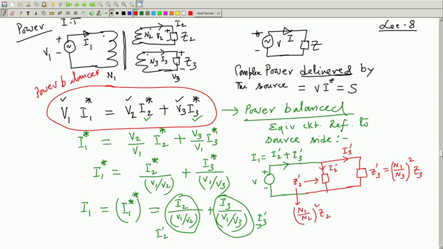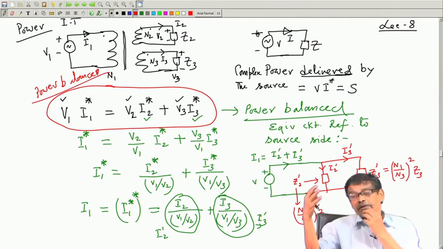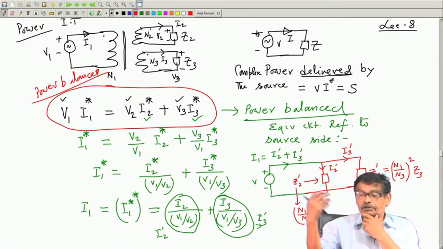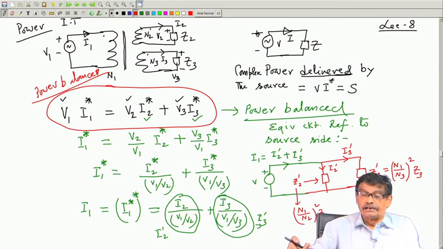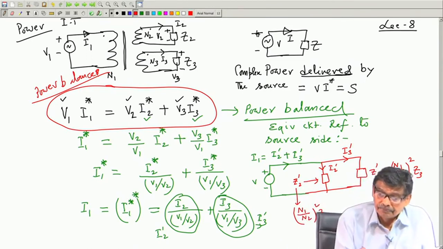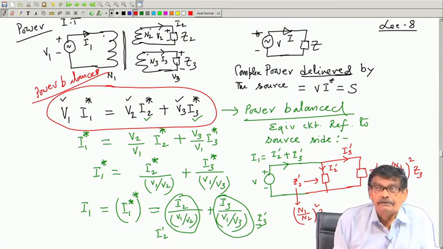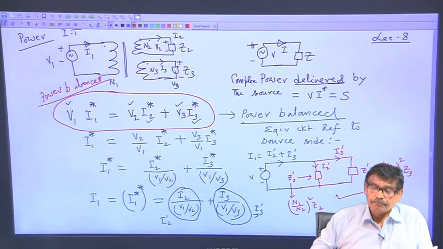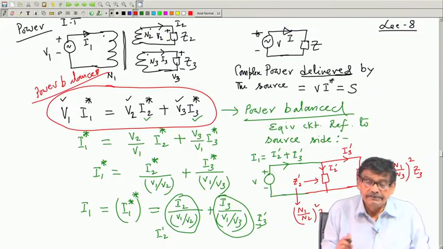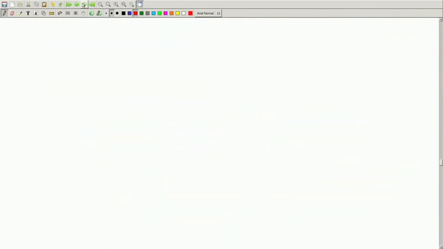Power balance means complex power balance: both real and reactive power delivered by the source must equal the sum of the real powers delivered to Z2 and Z3 plus the sum of the reactive powers. Based on that, this equation is written and you get everything. Please go through this concept of VI star: solve this, get I star, but do not forget to take once again the complex conjugate, so that it becomes I1, and this is done. So, this is what I wanted to tell about the ideal transformer.